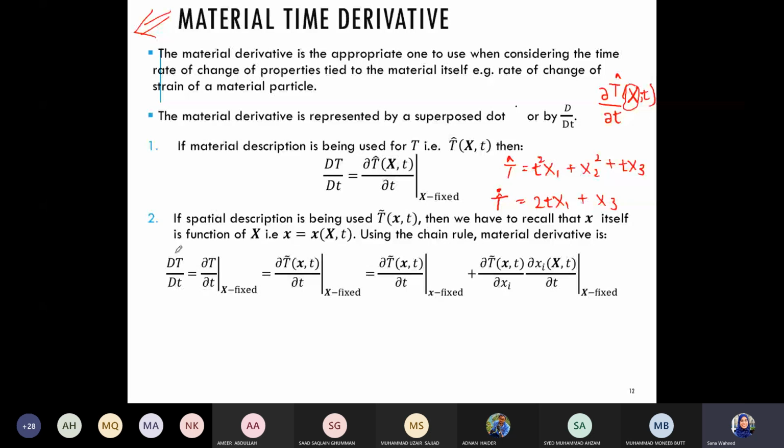So I'm saying that I'm still finding my material time derivative of temperature. What does material time derivative mean? It's the partial derivative with respect to time, but keeping capital X fixed. Now the only issue that I have is that my temperature field is actually given in terms of tilde, small x. So what I'm trying to do is that I have a function of small x and I'm trying to differentiate it with respect to time, keeping this capital X fixed.